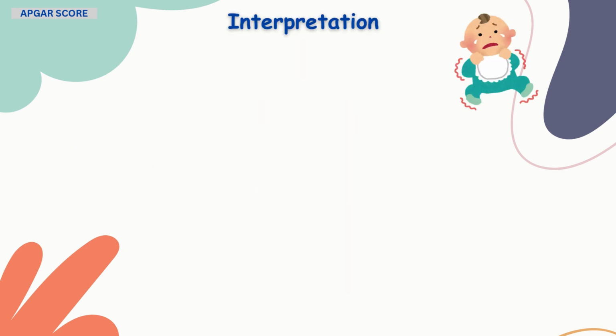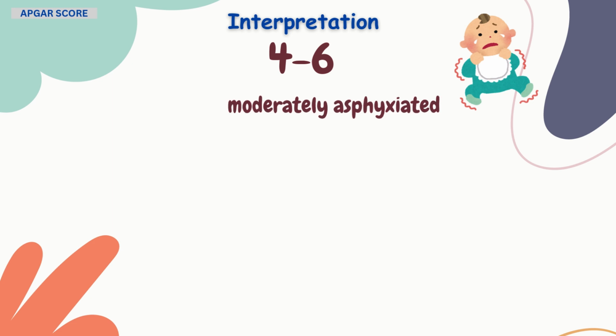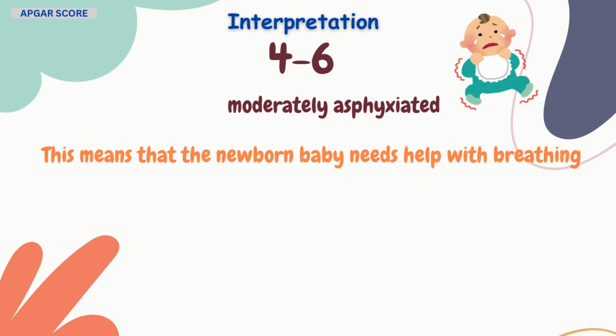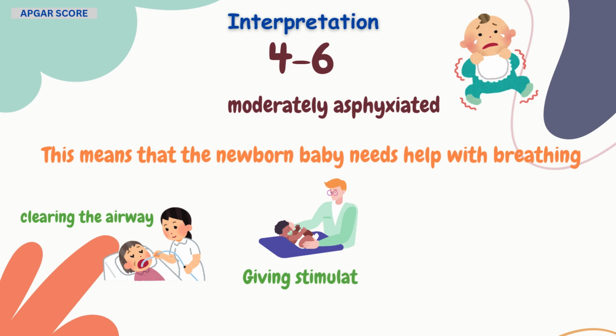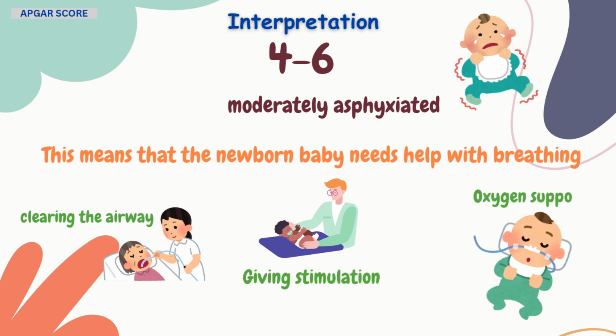If the score obtained falls between 4 to 6, then the newborn is moderately asphyxiated. This means that the newborn baby needs help with breathing. Various interventions like clearing the airway, giving stimulation, and support with oxygen therapy can treat the moderately asphyxiated newborn.